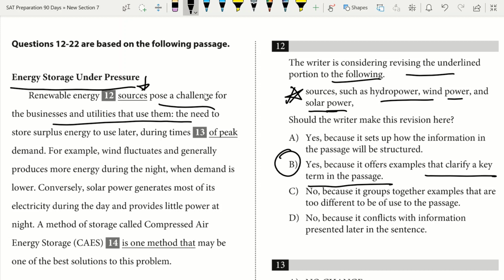As far as why not A, because it sets up how the information in the passage will be structured, we don't know the structure yet. The other thing too is that in this case, we're just providing examples. We're not using this as a thesis statement, so we can't say it's going to be how our passage is going to be structured. All right, so A, C, and D are going to be wrong.